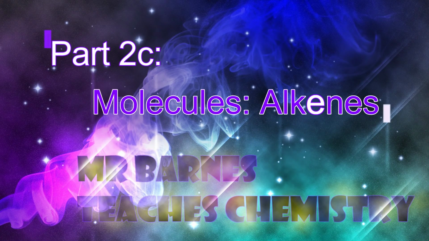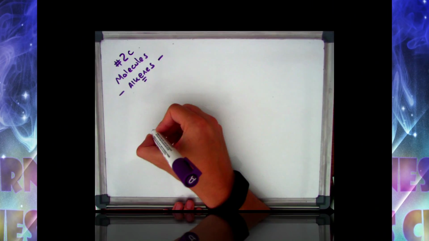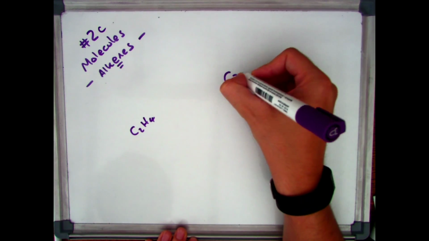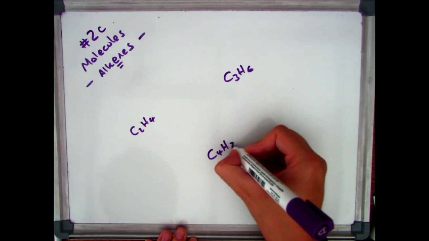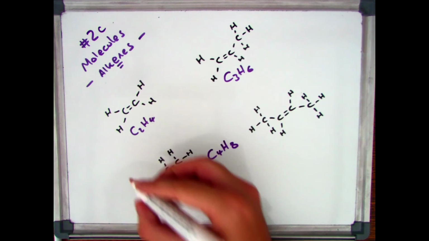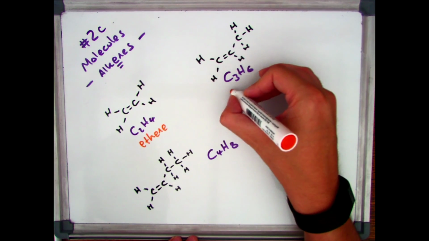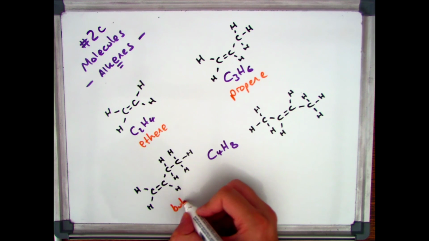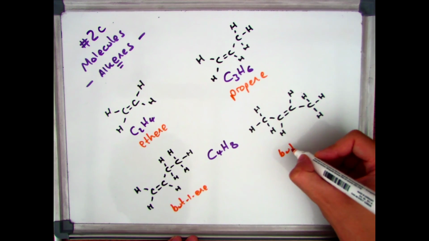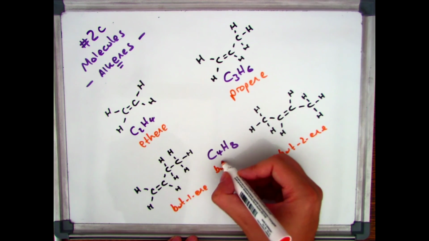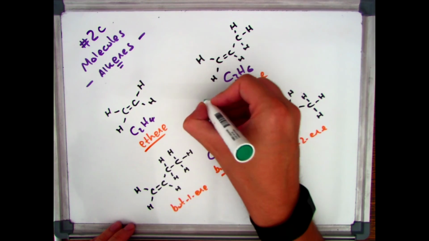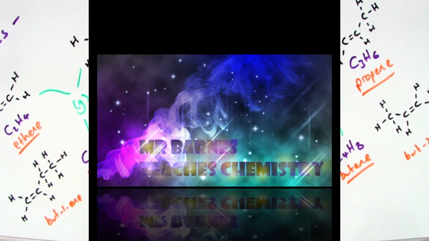Similar to alkanes, we have alkenes, which are just slightly different in their formula. So we have C2H4, C3H6, and C4H8 that you need to remember. C2H4 is ethene, C3H6 is propene, and C4H8 is butene. All of these again are gases at room temperature.